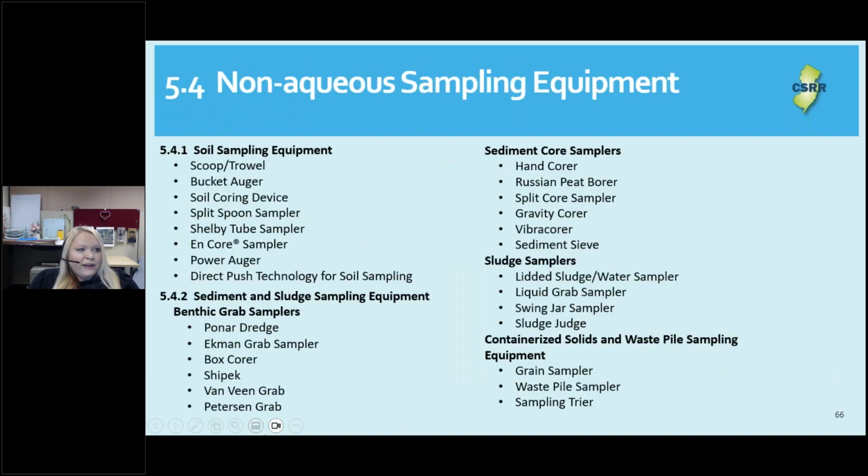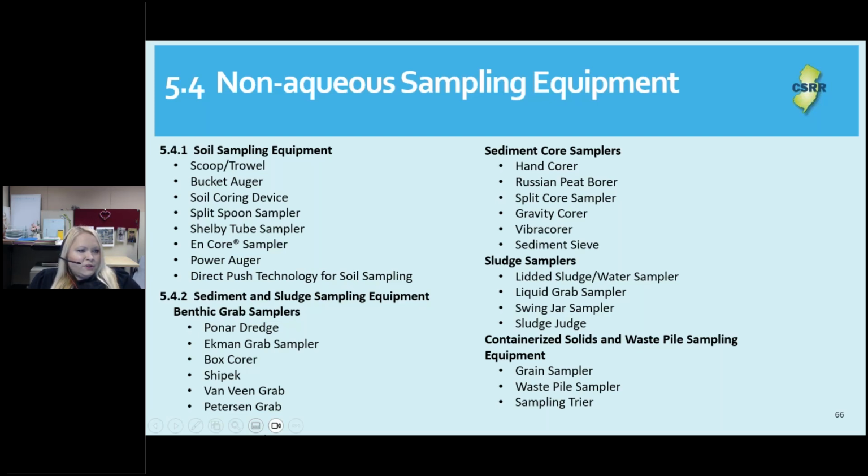Next slide, please. Section 5.4 covers non-aqueous sampling equipment. This slide shows the overview of this section, listing out the different types of sampling equipment and the subcategories. There were no changes to the list of sampling equipment. In general, when collecting soil samples, there are two different categories of devices, basically a means to collect a core and then separately to collect a sample. For example, a soil coring device would collect your soil core, and then an En Core sampler would be used to collect a VOC sample from that soil core.